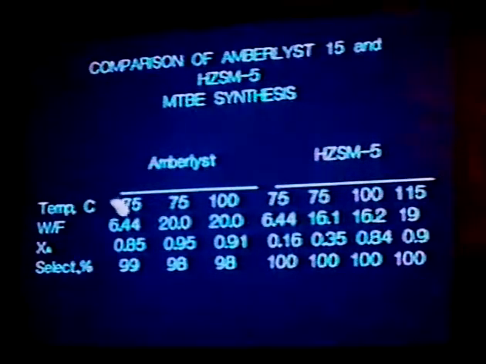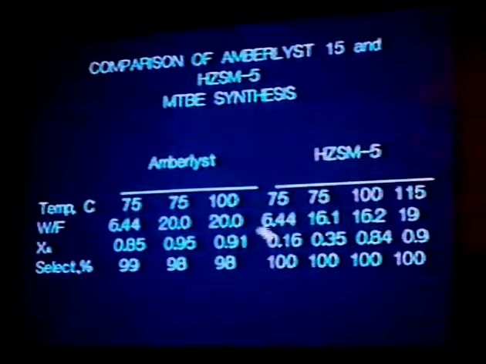Then you can see that we looked at the effect of going up in space-time with the Amberlyst catalyst, and as expected, the conversion increased. But then when we went to a higher temperature, going from 75 to 100 with the Amberlyst catalyst, we saw the conversion drop from 99 to 91%, representing the reported decomposition of the resin catalyst at the higher temperature.